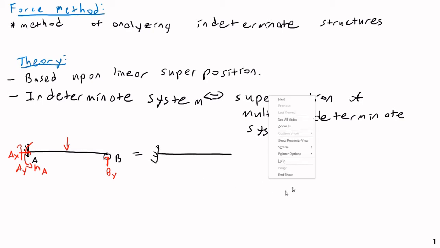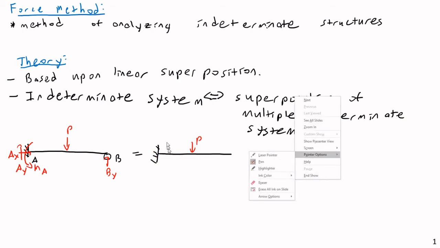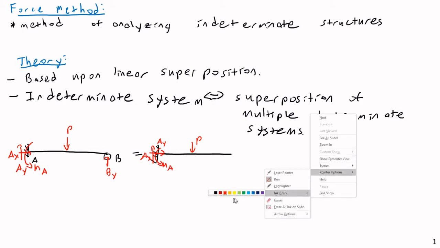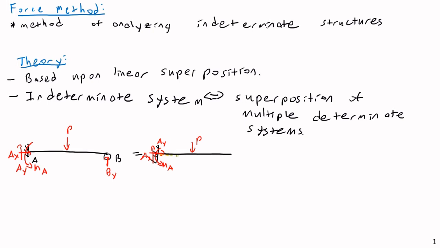Under this point load P, let me show that being P, I would still have a point load P here, and I would still have some reactions. These would be different reactions depending on the system: some Ax, some Ay, and an MA. And this thing would deflect downward in some form such as this, in a deflected shape kind of like this.